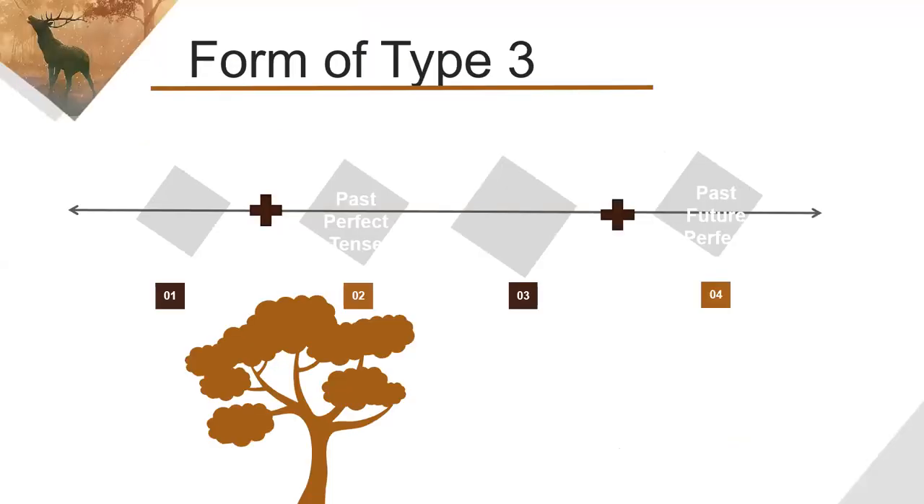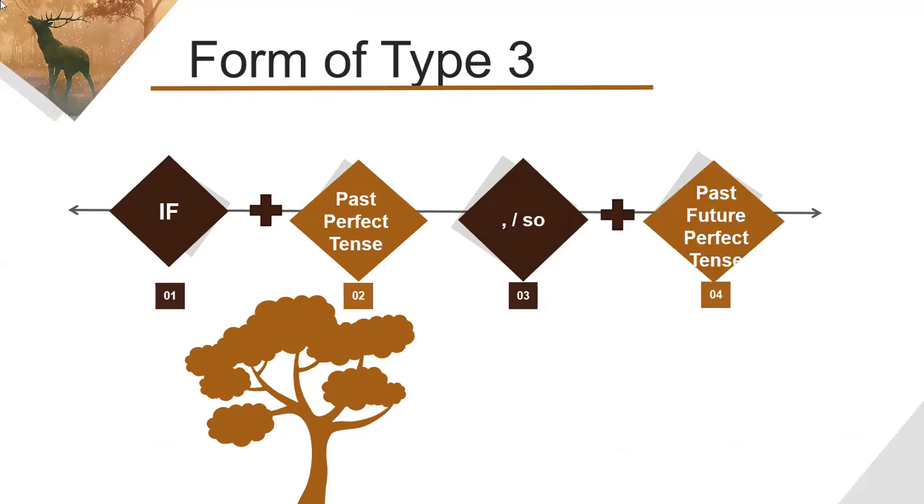Here is the form or the pattern of conditional sentence type 3. If is the if clause, and after if it is followed by past perfect tense. So the condition, atau kalimat syaratnya, is constructed using past perfect tense. I hope you still remember the form of past perfect tense.